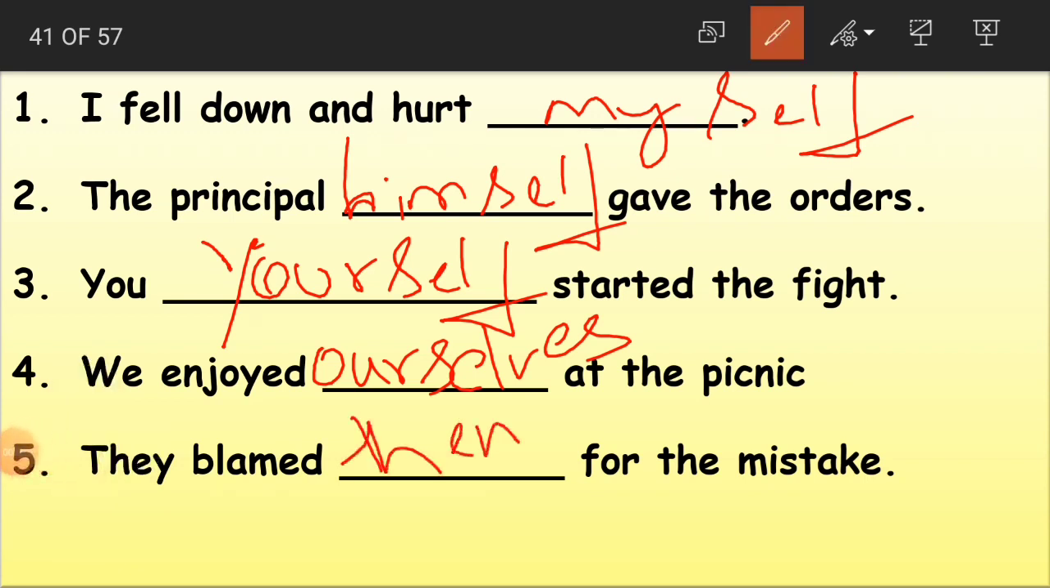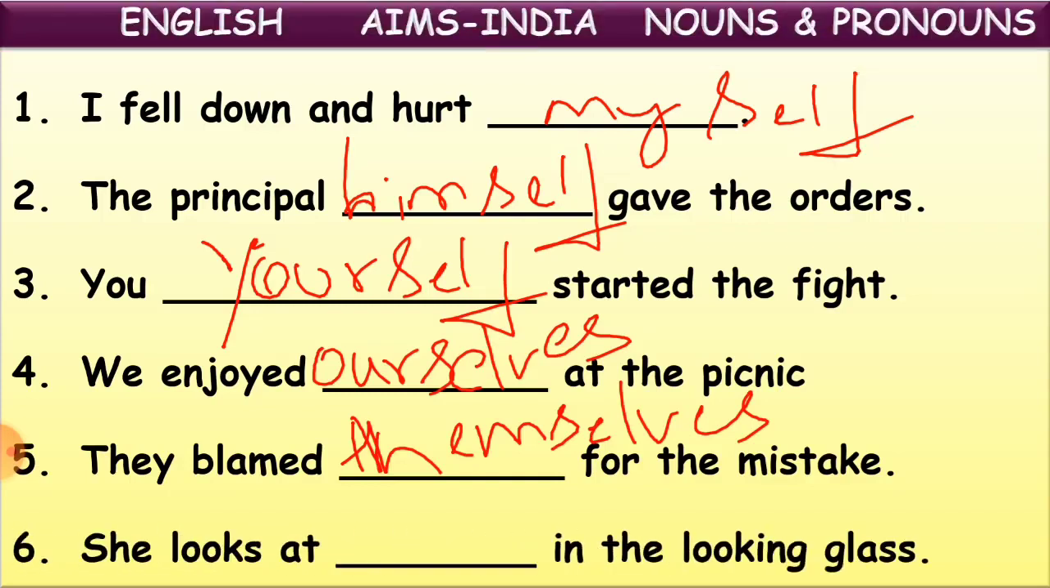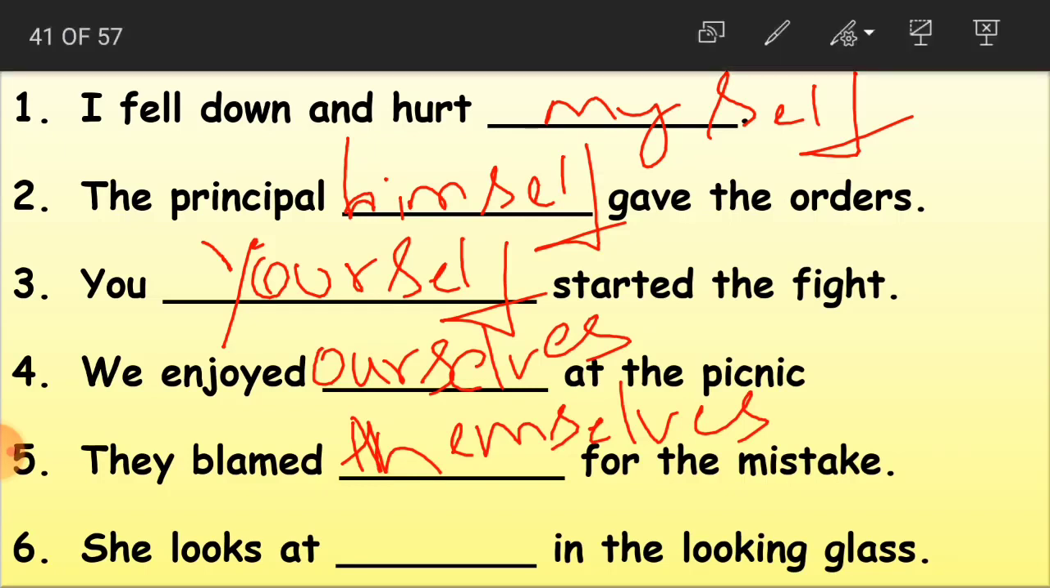So we'll write it here, themselves. Okay, children? They themselves blamed. So they blamed themselves for the mistake. Okay, now the other sentence. She looks at dash in the looking glass. She looks at dash in the looking glass, and this is she herself. She looks at herself. Okay, here it becomes herself. So clear, children?